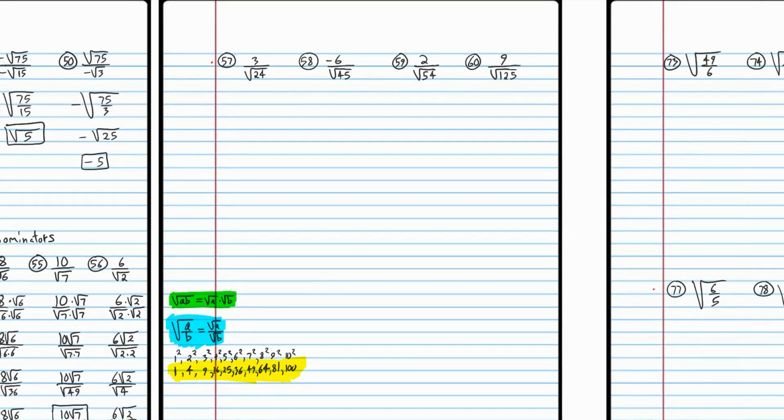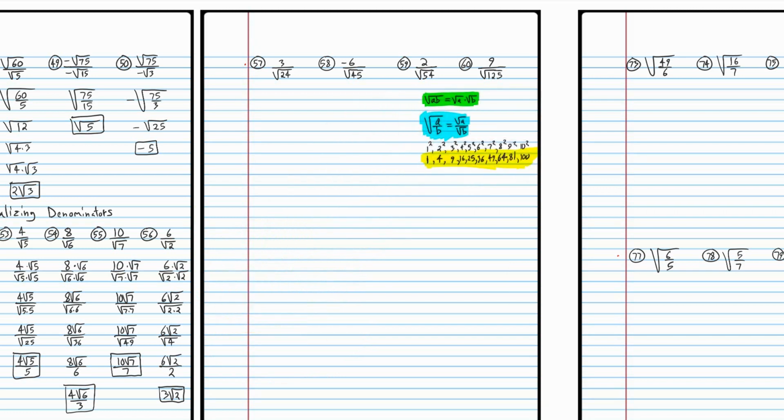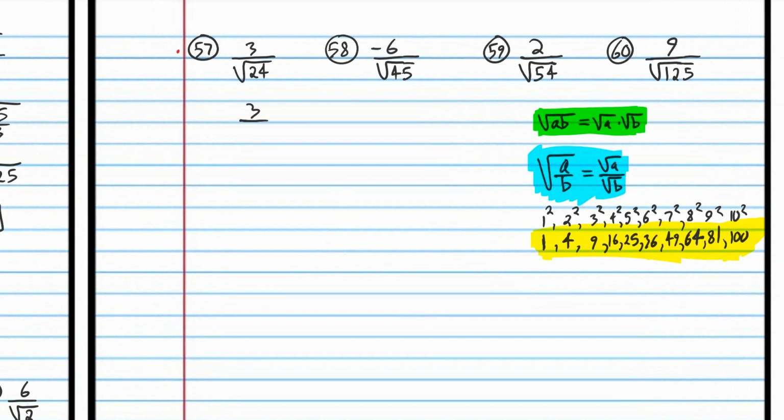All right, on to number 57. So we're going to be doing the same principle. We're just going to have some extra steps. So let's do 57 together. Again, we're going to rationalize the denominator. We have a root in the denominator. We don't want a root in the denominator. So we're going to get rid of that root in the denominator.